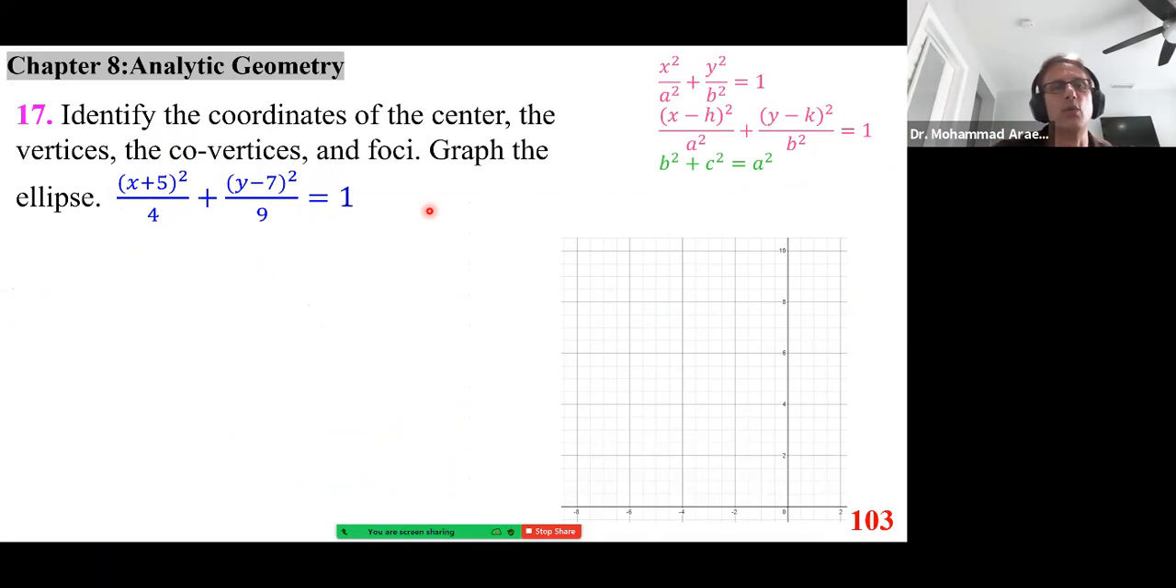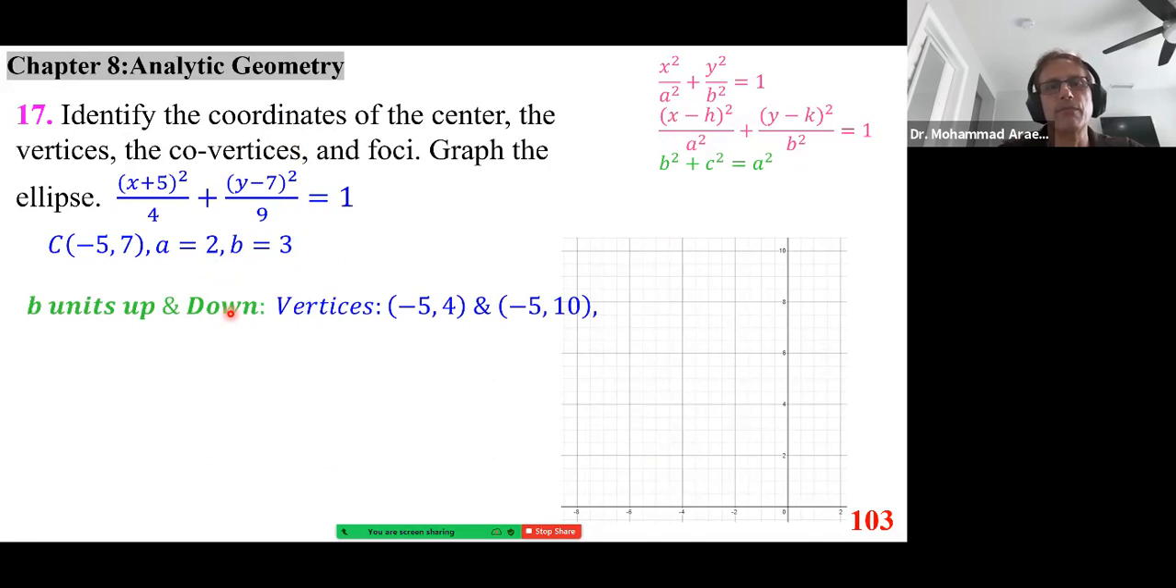Otherwise, we have to make one side 1 to put it in that format. So we have all of that. Because B is larger than A, that means it's elongated this way. That's the meaning of that. So first and foremost, we come up with the center, which is minus 5, 7. And we're going to go B units up and down, A units to the left and right.